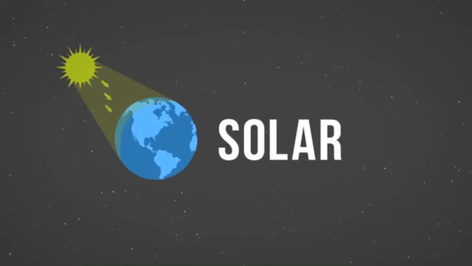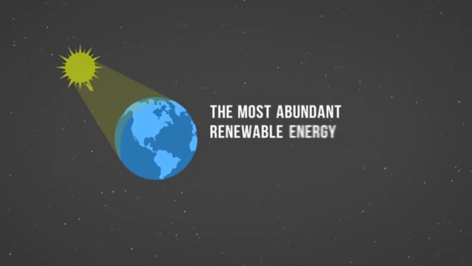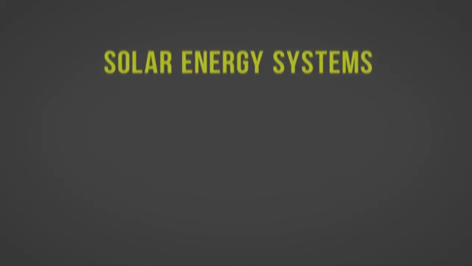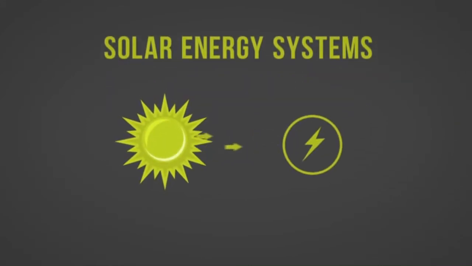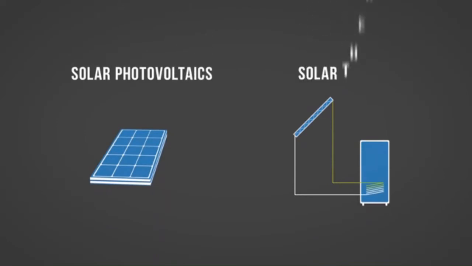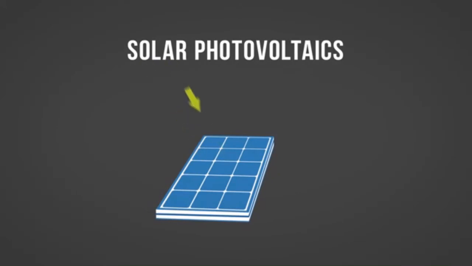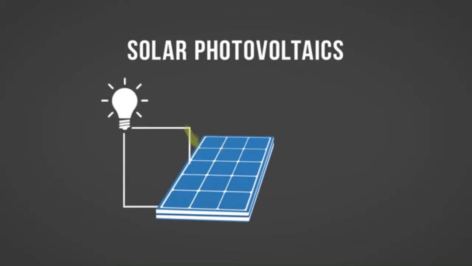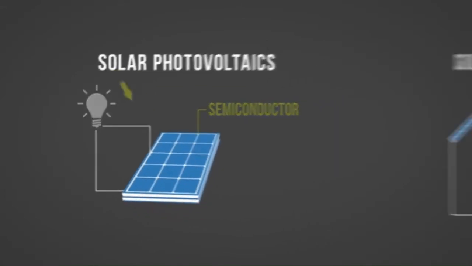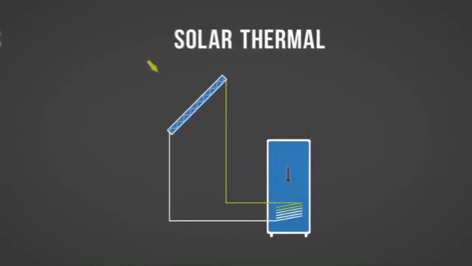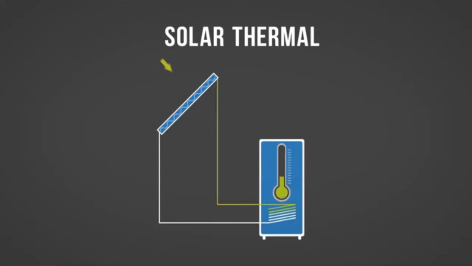Solar. Solar energy is the most abundant renewable energy source in the world. Solar energy systems employ technologies that convert the sun's heat or light to another form of energy for use. There are two categories of technologies that harness solar energy: solar photovoltaics and solar thermal. Solar photovoltaic, or PV, is a technology that converts sunlight into direct current electricity by using semiconductors. In contrast, solar thermal is a technology that utilizes the heat energy from the sun for heating or electricity production.